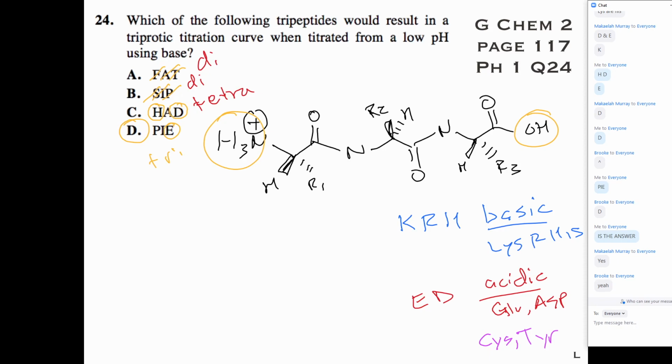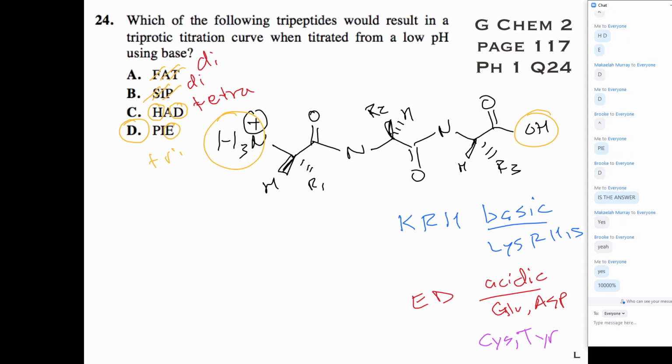Is it fair to expect people to know the one-letter codes and which ones are acidic, which ones are basic? By all means. Yep, I don't think 10,000% is high enough. I think even higher. Definitely have to know this. And cysteine is a gray area, and I'm going to just leave it here and ignore it almost all the time.